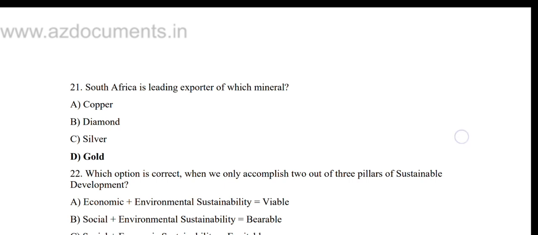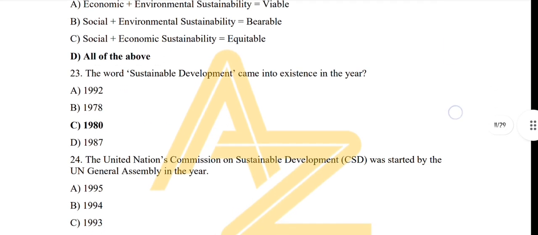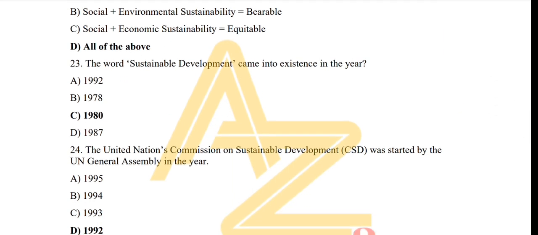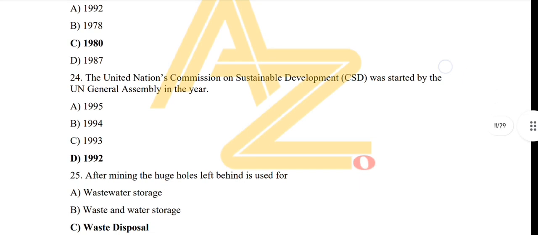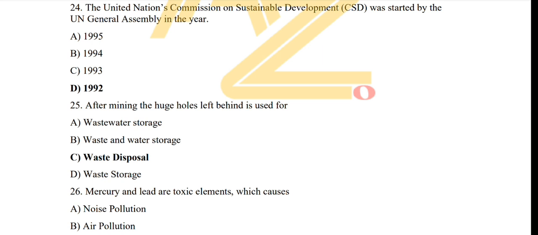Gold. Option D. 22nd, which option is correct when we only accomplish 2 out of 3 pillars of sustainable development? Option all the above. 23rd question, the term sustainable development came into existence in the year 1980. The United Nations Commission on Sustainable Development was started by the UN General Assembly in the year 1992. After mining, the 25th question, the huge holes left behind are used for waste disposal.